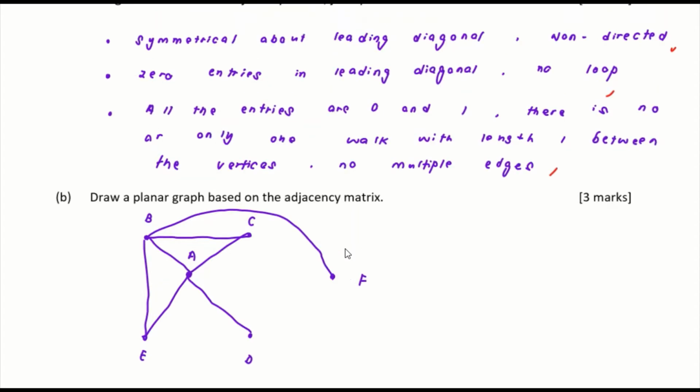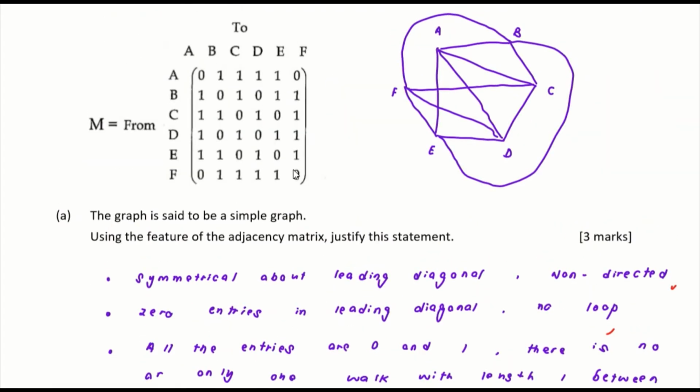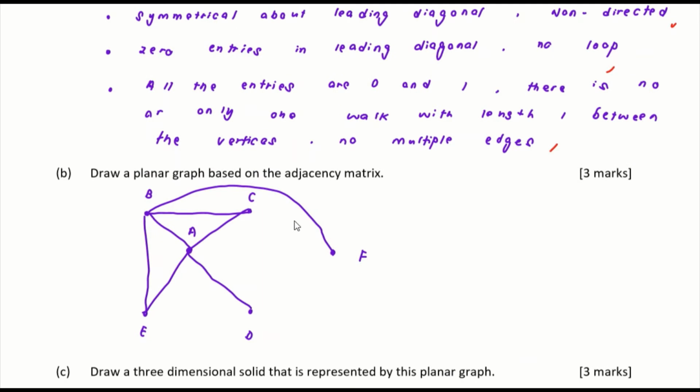Okay, then after that, continue for C. C is not adjacent to E. So C is not adjacent to E. So that's why my E is here.